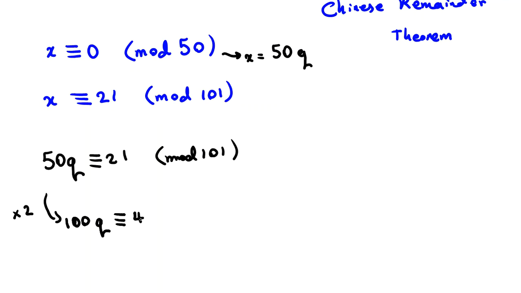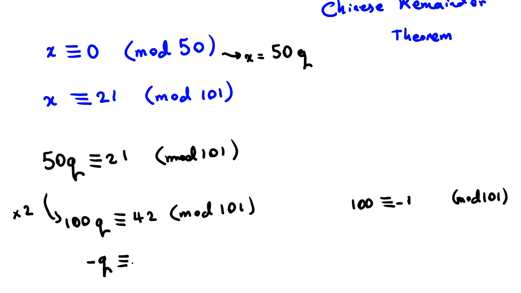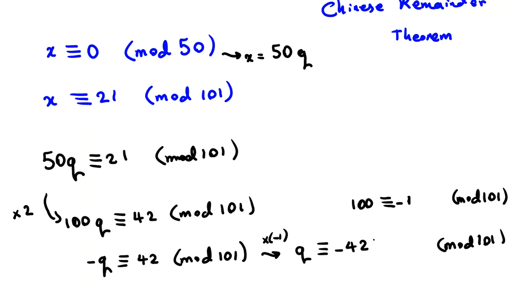100q is congruent to 42 mod 101. So 100 is what? 100 when you divide by 101. If you subtract 101 from this, it will be negative 1. So it will be negative q is congruent to 42 mod 101. So if you multiply by negative 1, q is congruent to negative 42 mod 101. Okay, negative 42. If we add 101, it will be 59.